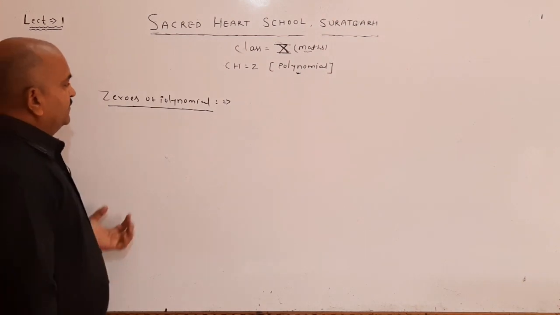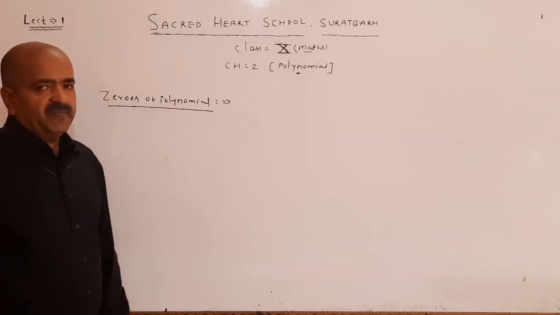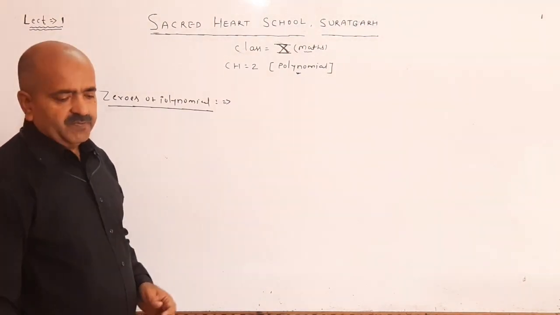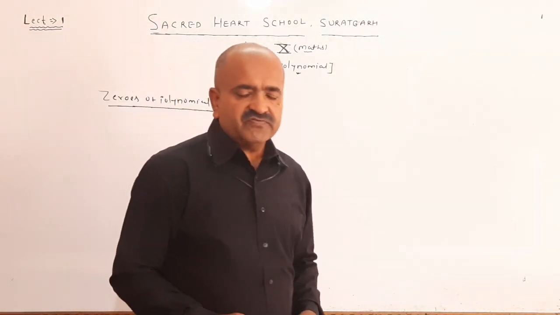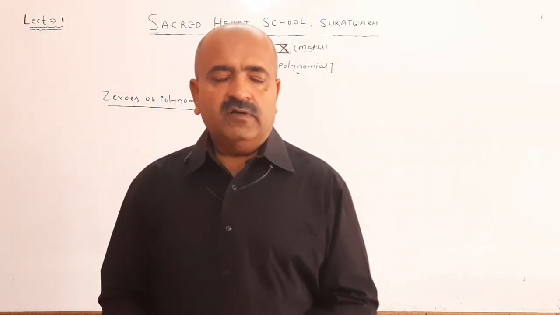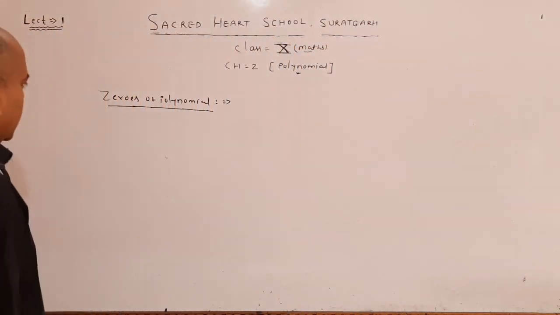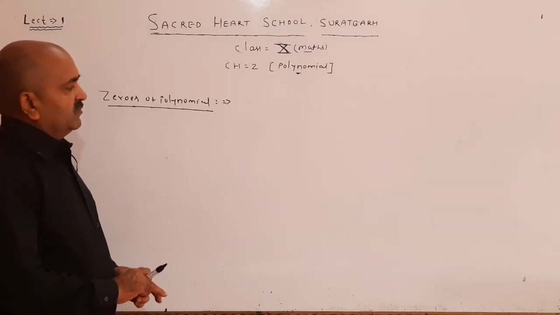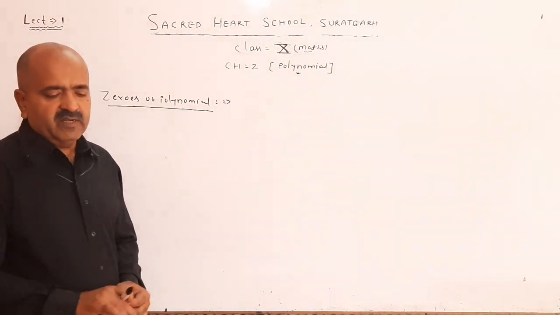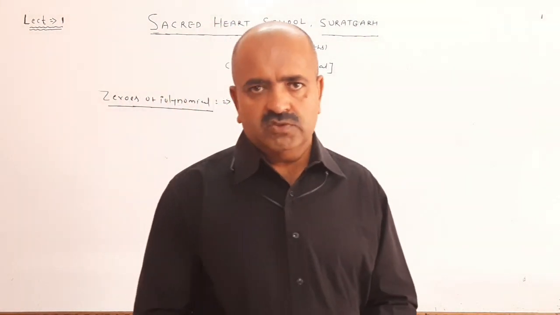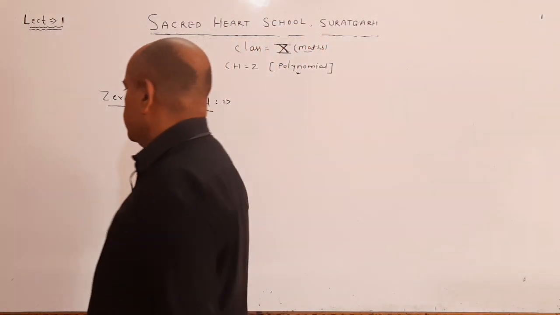Yes, students, zeros of the polynomial. What is the meaning of zeros of the polynomial? If a value satisfies the polynomial and the value of the polynomial becomes 0, then that value is a zero of the polynomial.